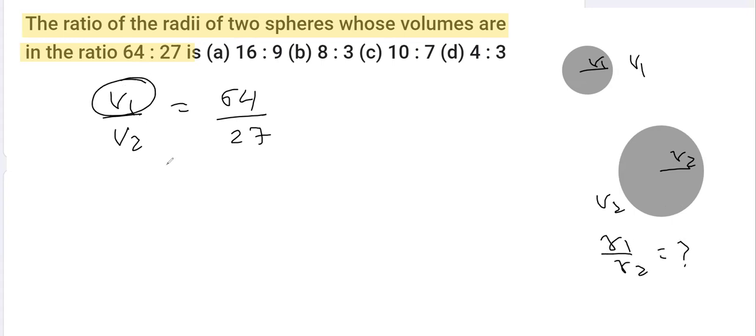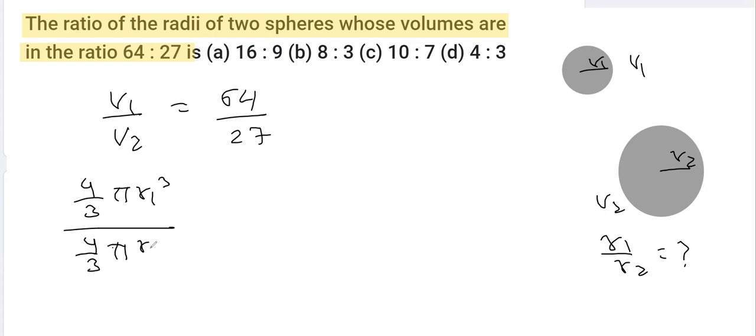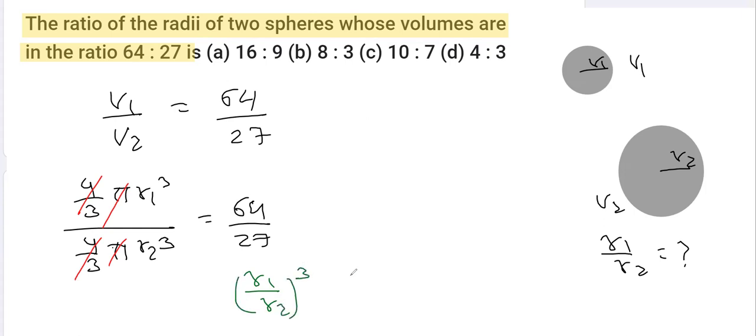So what I'm going to do is to replace V1 with the formula of the volume of a sphere, which is 4 by 3 pi R1 cube, divided by the volume of the other sphere, 4 by 3 pi R2 cube, which is equal to 64 over 27. Now you can see that 4 by 3 and 4 by 3 get cancelled, pi and pi get cancelled. So what we get here is R1 over R2, and I'm writing a single cube using laws of exponent.